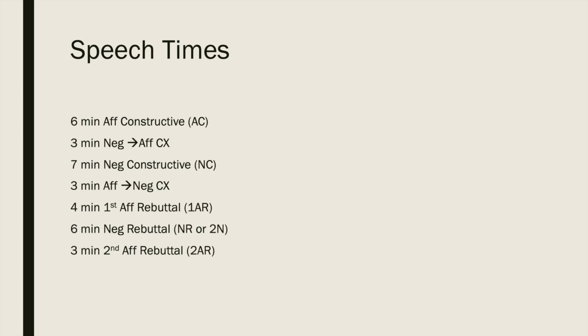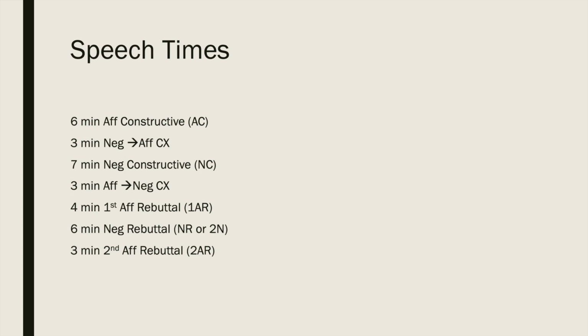So we like to use a lot of shorthand and abbreviation because saying affirmative constructive, first AF rebuttal, neg rebuttal, all that can be kind of cumbersome, especially in round. So we abbreviate that to acronyms. So the affirmative constructive is also called the AC, neg constructive NC, first AF rebuttal 1AR, neg rebuttal NR, or sometimes just the 2N for second neg speech. And then the second AF rebuttal is the 2AR. So the speech order goes AC, CX, NC, CX, 1AR, 2N, 2AR.